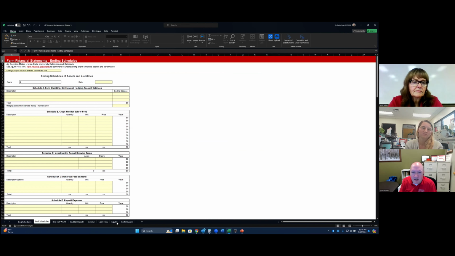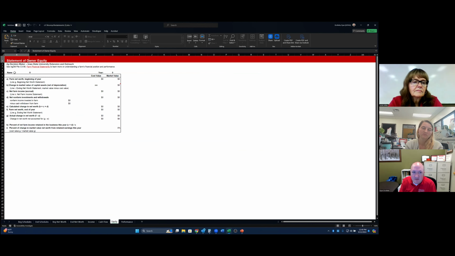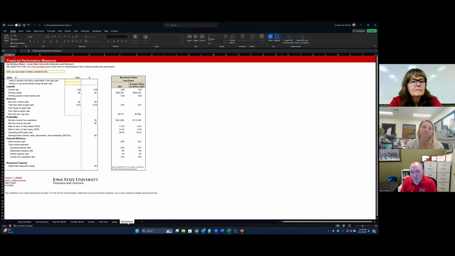So then it's looking at whatever the equity is, net worth beginning of the year, change in the market value, and then getting back to that performance and looking at benchmarks based on other Iowa farms as well. So then it gets into liquidity, solvency, profitability, return on the assets, return on equity of the farm, and then the financial efficiencies to help an individual go, well, how am I doing?